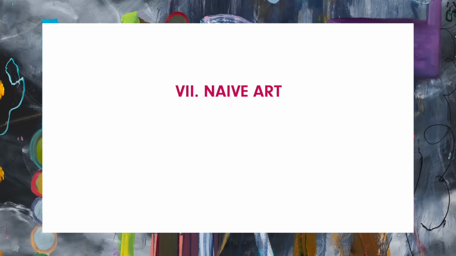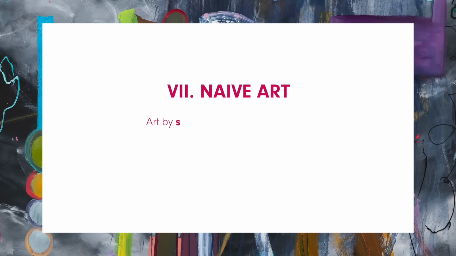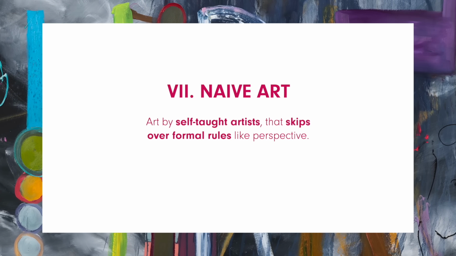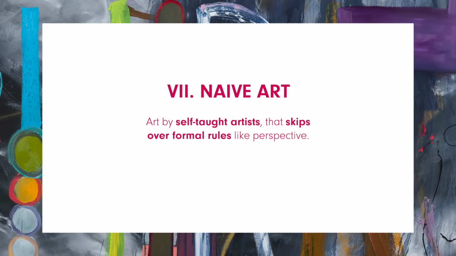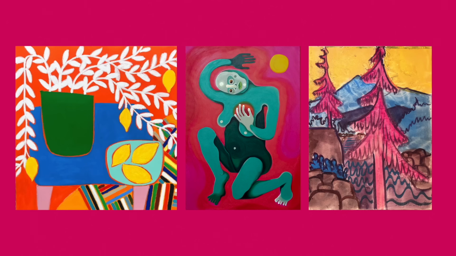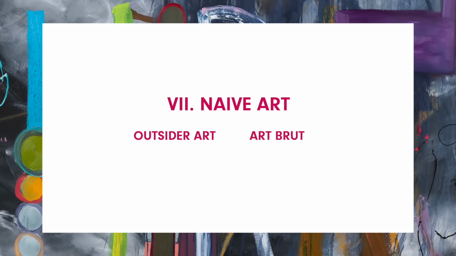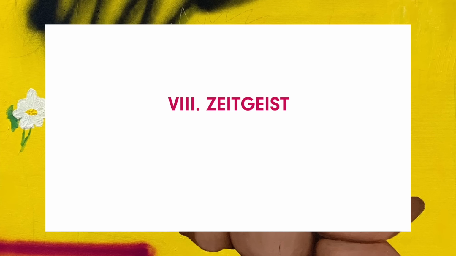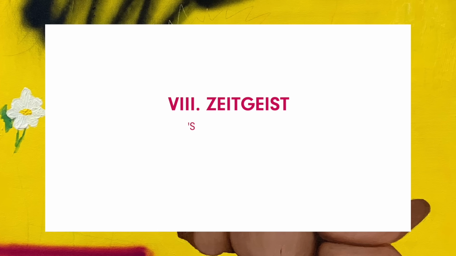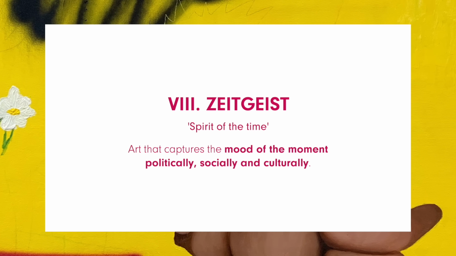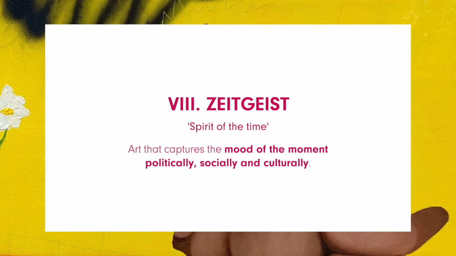You might also hear the term naive art thrown around. This describes work that skips over formal rules, like perspective, and is typically made by self-taught artists. It often has a direct, childlike quality. It's also referred to as outsider art or art brut. Then there's Zeitgeist, a German word meaning spirit of the time. Art that captures the mood of the moment, politically, socially, and culturally, often gets this title.